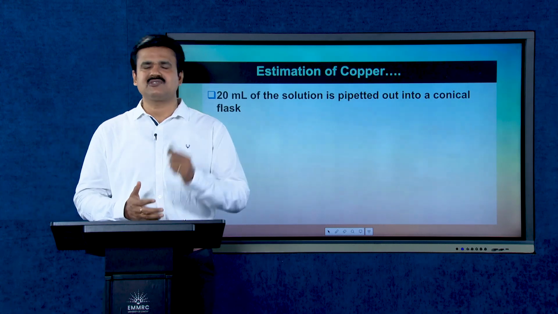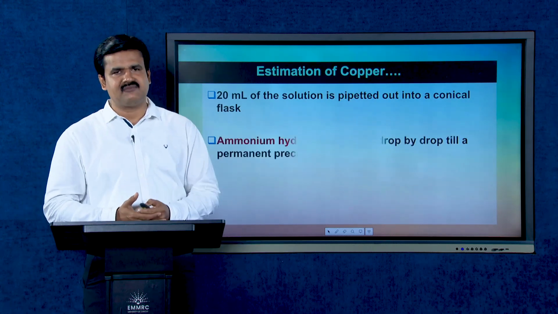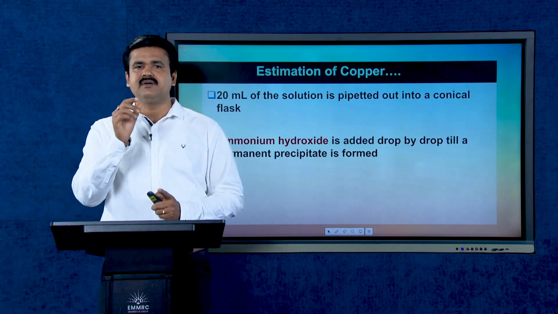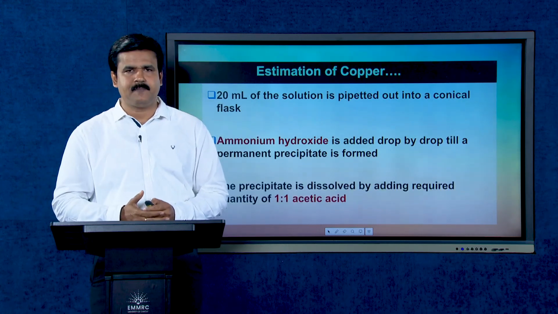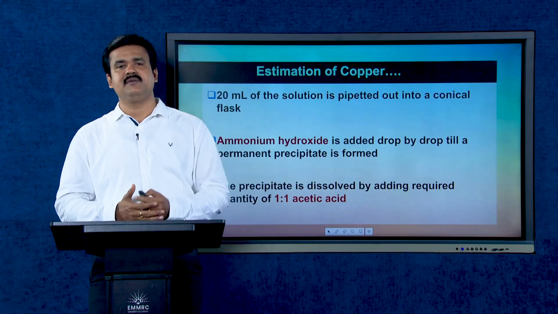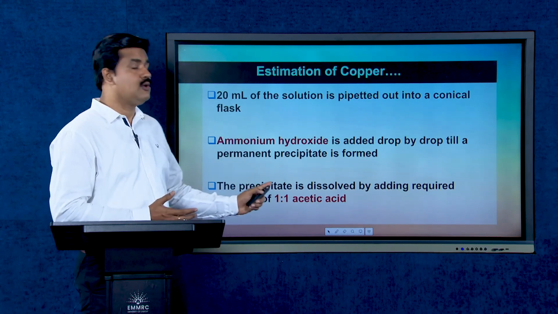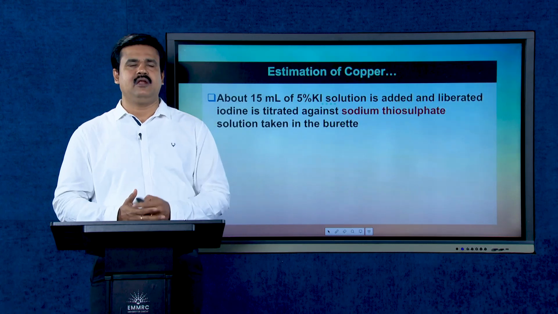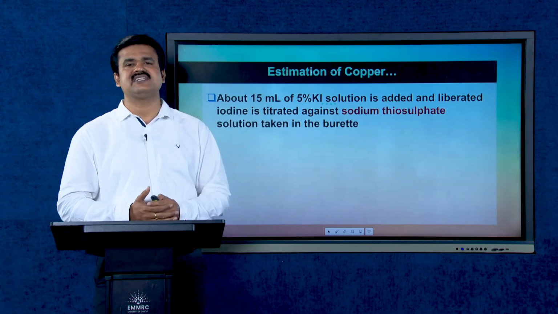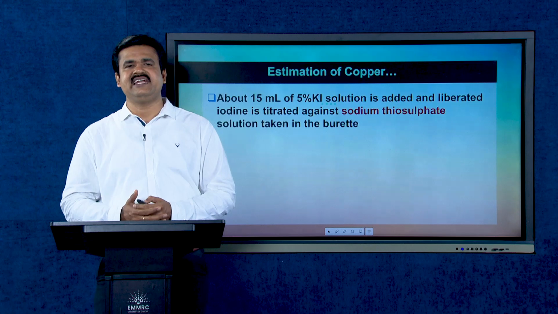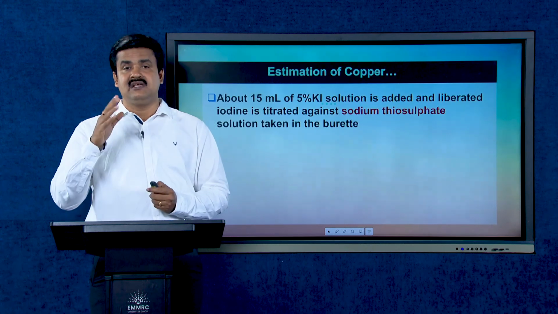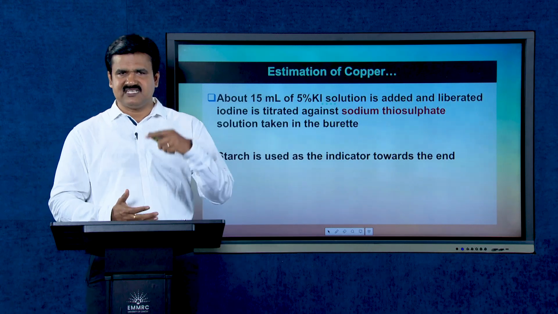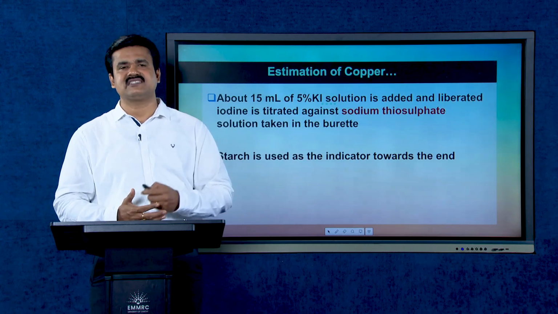20 ml of the solution is pipetted out into a conical flask. Ammonium hydroxide is added drop by drop till a permanent precipitate is formed. The precipitate is now dissolved by adding the required quantity of 1:1 acetic acid. About 15 ml of 5% potassium iodide solution is added and the liberated iodine is titrated against standardized sodium thiosulfate solution taken in the burette. Starch is used as the indicator towards the end.